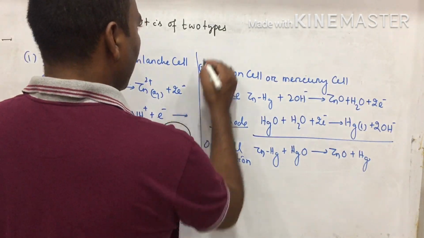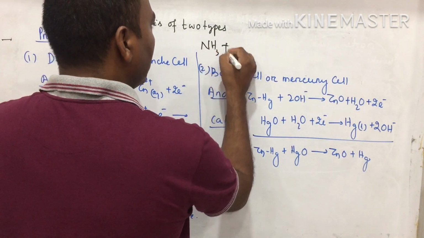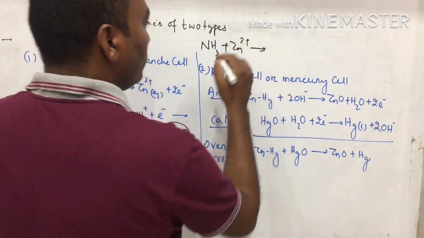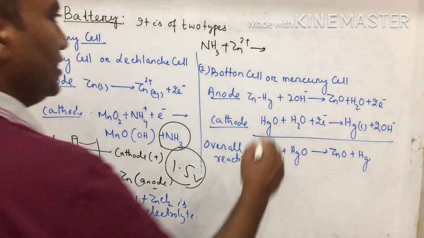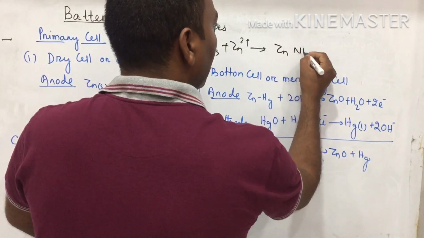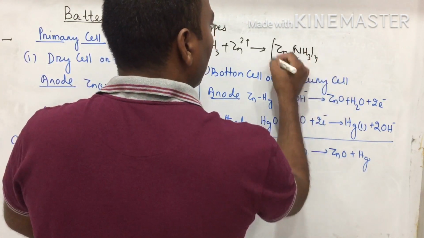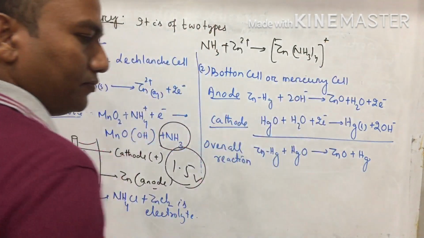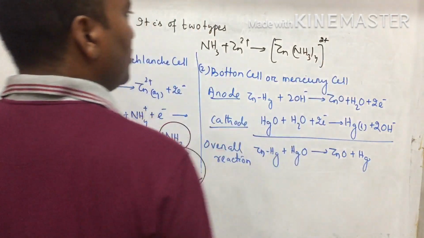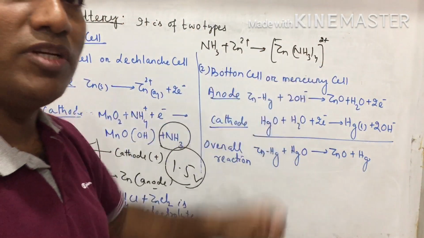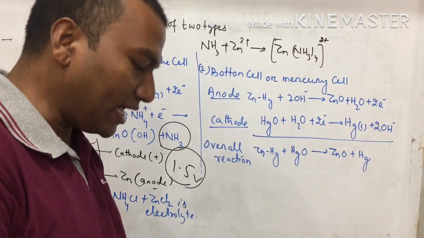So the ammonia gas produced reacts with this Zn2+ and forms a complex. The complex is [Zn(NH3)4]2+, where Zn is 2+. So this type of complex will form. Understood? So again I am explaining.